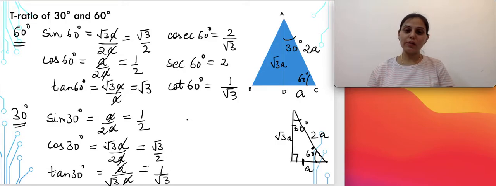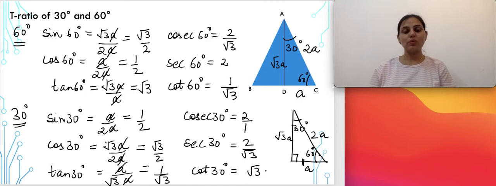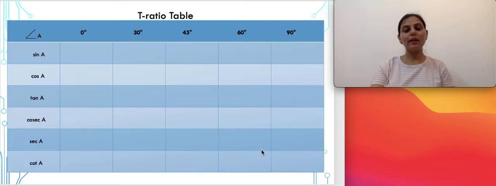Now let us take the reciprocals. Sin 30 का reciprocal होगा cosecant 30, which will be equal to 2 by 1. Similarly, secant 30, that means the reciprocal of cos 30 will be 2 by root 3. And cot 30 will be the reciprocal of tan 30, which is root 3 in this case. So I hope all the T ratios are clear to you. Let's move on to the consolidated table now.